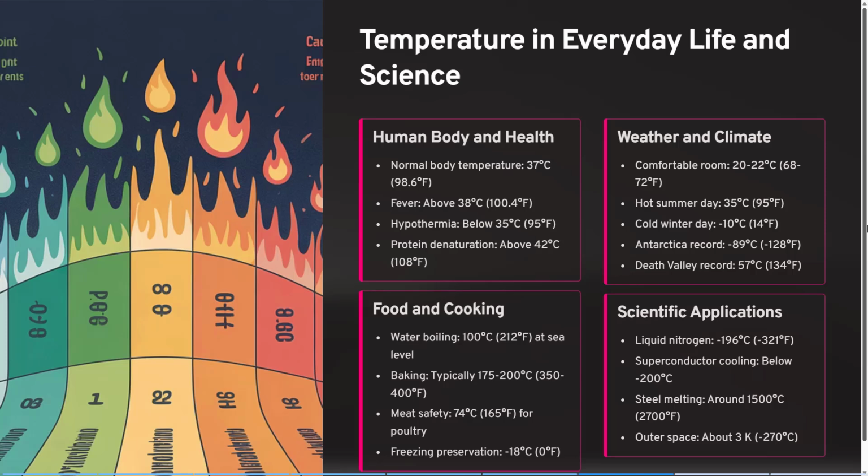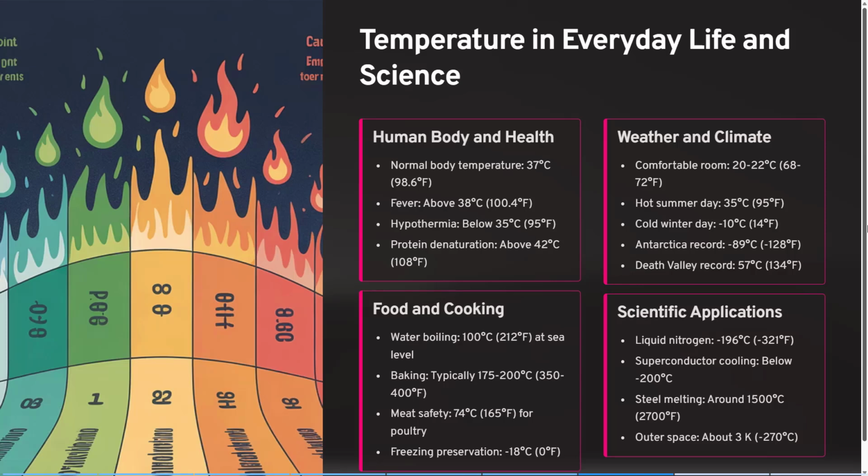Weather gives us dramatic examples. Comfortable room temperature is around 22 degrees Celsius, while the coldest natural temperature recorded on Earth was negative 89 degrees Celsius. At the other extreme, Death Valley reached 57 degrees Celsius.